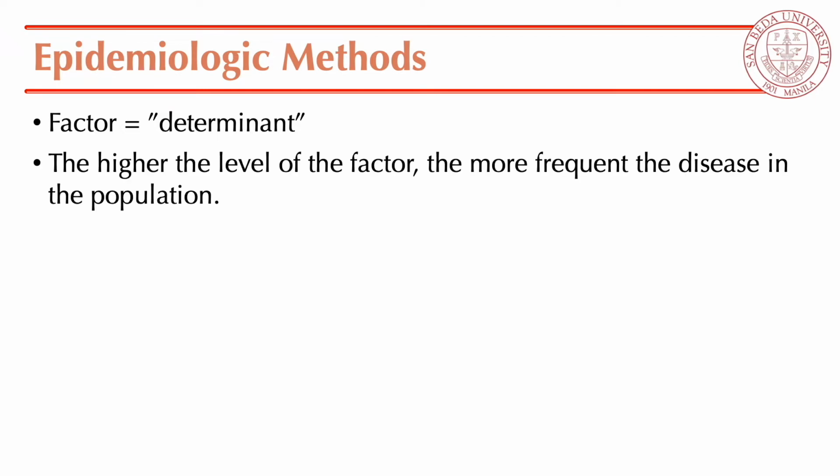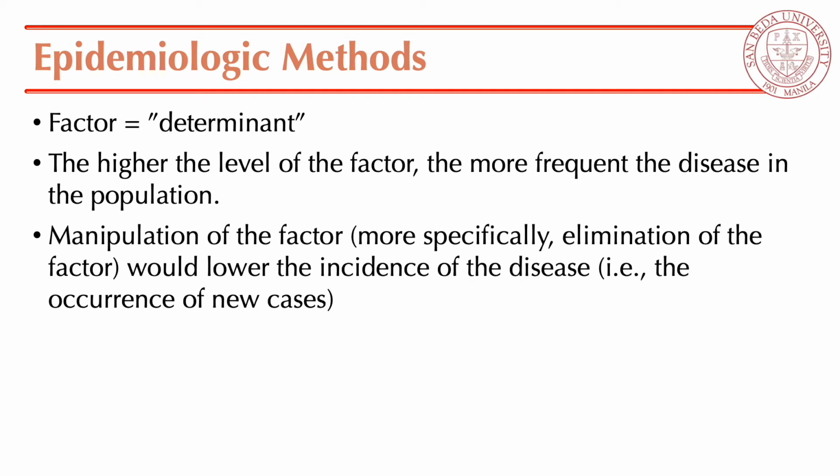Now, I stressed in the previous video that the terms determinant and factor can be used interchangeably. This factor can either be a risk factor or a protective factor, and I'll be touching on that later in this video. Assuming that the association between a factor and the disease is causative, one may expect that the higher the level of the factor, the more frequent the disease occurrence is in the population.